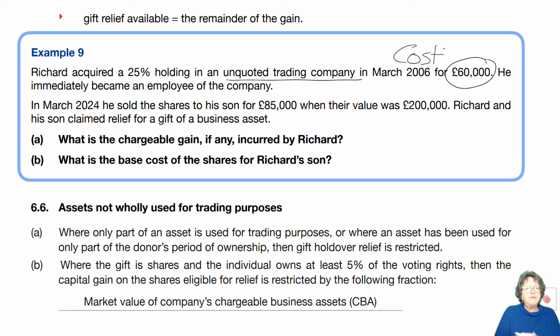As you go through every question, this is what you're looking for. He is an employee. Now, he sold the shares to his son for £85,000 when their market value was £200,000 and they've claimed gift relief. What is the gain incurred by Richard and the base cost of the shares for his son? So let's have a look at the model answer for that.